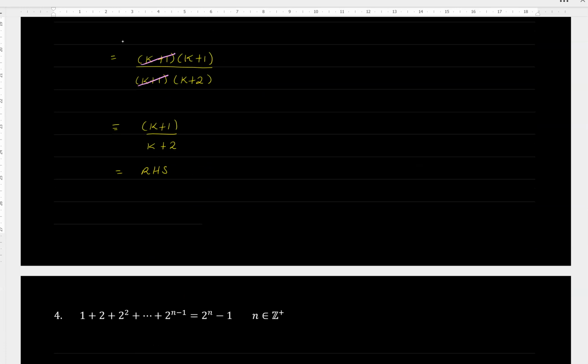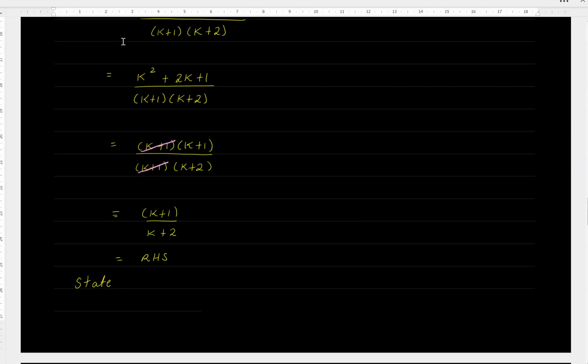Okay, don't forget, make sure that you include your statement, otherwise that's going to cost you in the marking scheme. There we go.